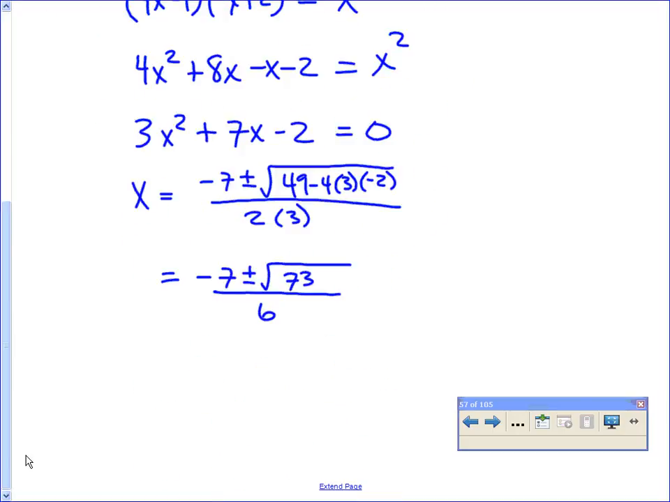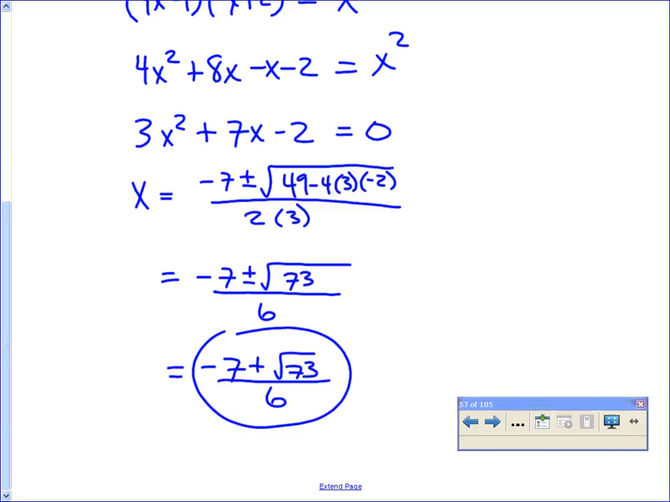So we go back down and look at our solutions. That means that the negative value would not work in this case. So we know that x is just going to be equal to negative 7 plus the square root of 73 over 6. Okay, and that's going to be our solution.